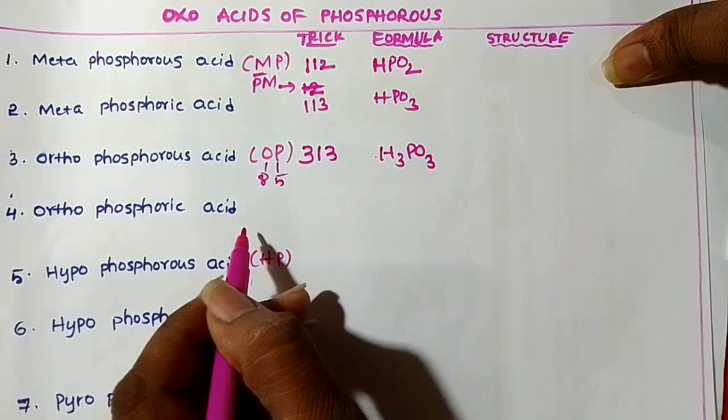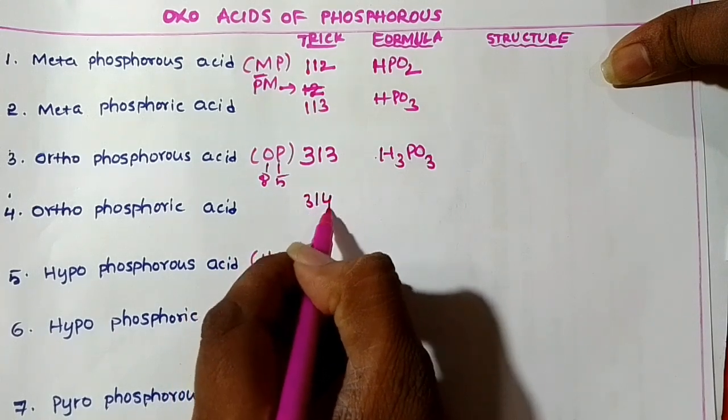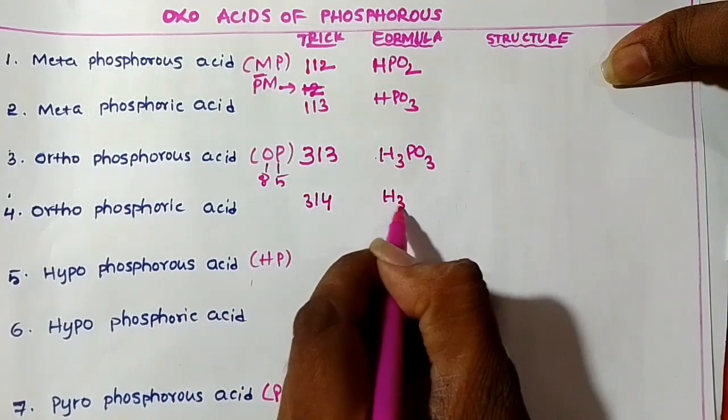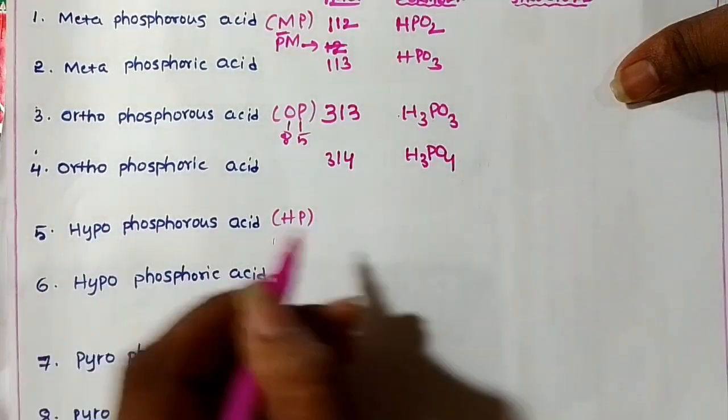Now coming to orthophosphoric acid. One oxygen is more. That's why you can write 314. The formula is H3PO4.